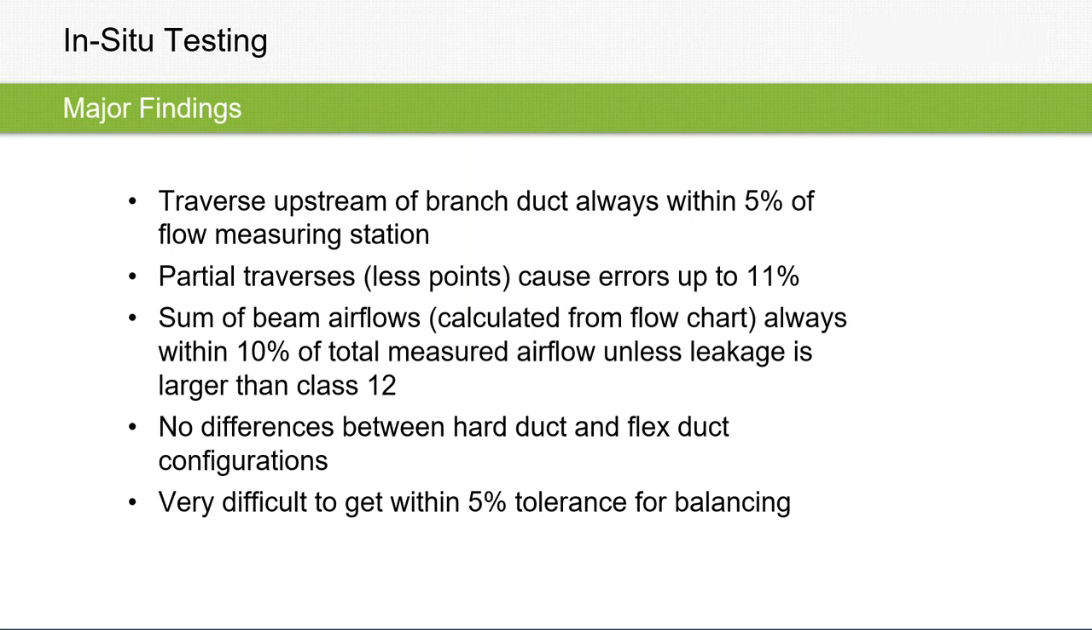I'm not sure that would actually scale into the field because you'd have much longer duct runs. If you have a certain leakage per 100 foot, with much longer duct runs you can have much more duct length and therefore more leakage. So even at the same duct class, if you have a longer length, you're going to have more leakage through that length of duct. So that may not be a great conclusion to bring to the field testing.